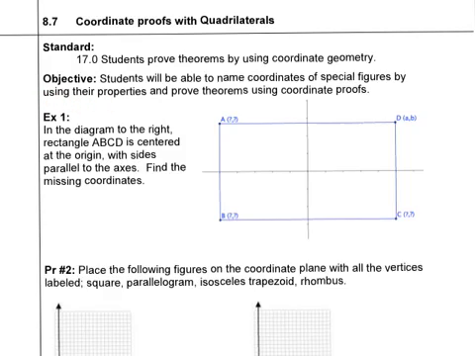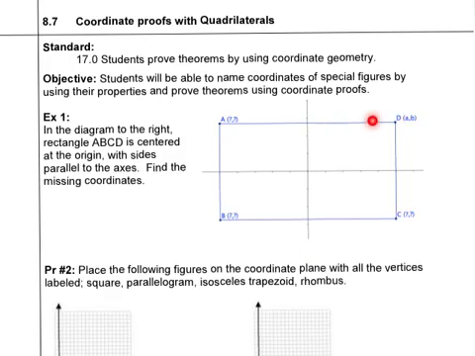Okay. In the diagram to the right, rectangle ABCD is centered at the origin. Right away we know some things. We know that this is a rectangle, and it's centered at the origin. And it says the sides are parallel to the axis. So these two sides are parallel with the x-axis, and these two sides are parallel with the y-axis. That tells us some things.